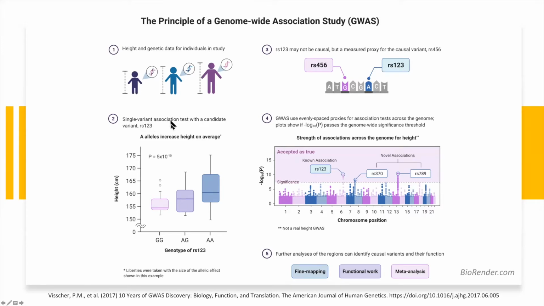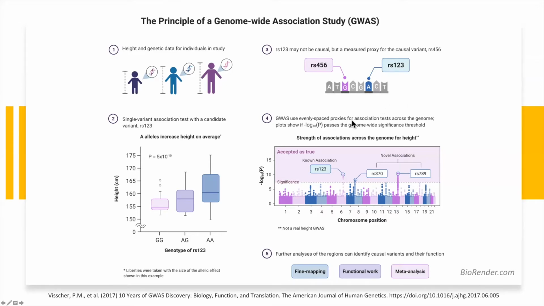But if we look at a single variant as an example, an association test with this candidate, which is called RS123, you can see that if an individual has 2 copies of G, guanine, at this location, they have a mean height of 155 centimeters. However, if one of their alleles has an A, they're maybe a little bit taller. And if they have 2 A alleles, they're about 5 centimeters taller on average. So in this example, RS123 may be causal, but it might not be. It might actually be a proxy for a variant that's nearby, in this case RS456, which maybe isn't sequenceable because it's in a GC-rich region, for example, but it's close to RS123, which is perhaps in the same gene or the same region of the genome.